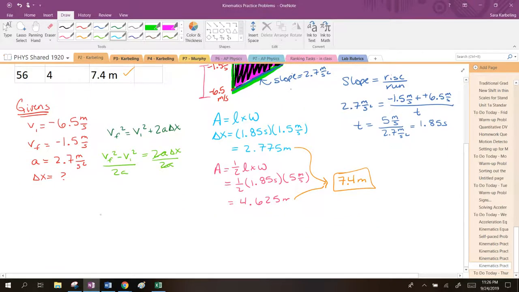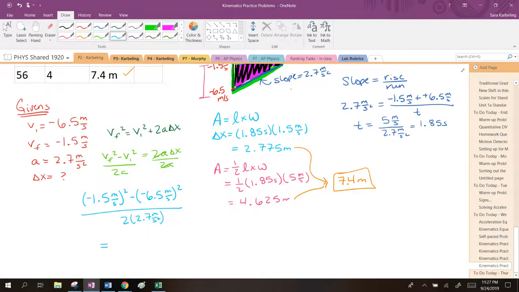Here we go. I'm going to give myself a little bit more room to write. So I've got negative 1.5 meters per second, squared, minus negative 6.5 meters per second, quantity squared, divided by 2 times my acceleration. That's the 2.7 meters per second squared. Okay. And the units are all going to work out super nicely, because I've got meters squared per second squared all on the top. Then I've got a meter per second squared on the bottom, which means I'm just going to be left with meters. It's a beautiful thing. Let's plug it in just to make sure everything's good here.